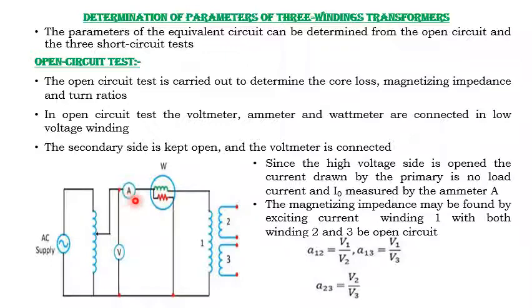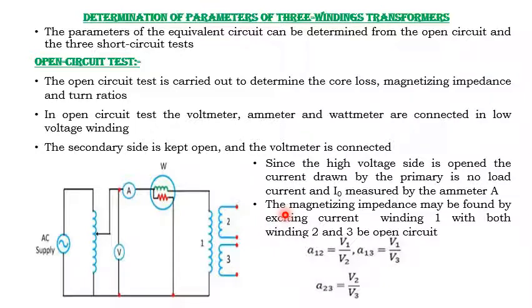The ammeter determines the no load current, represented by I naught, and the magnetizing impedance may be found by exciting winding 1 with both winding 2 and 3 kept open. How will the magnetizing impedance be calculated? It will be determined by the exciting current flowing through winding 1 when both the second winding and the tertiary winding are kept open.